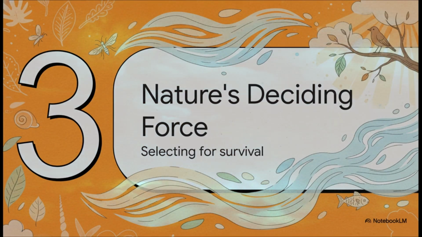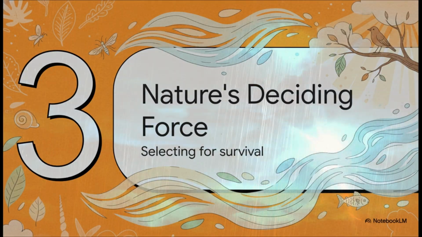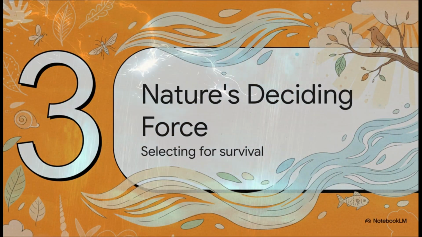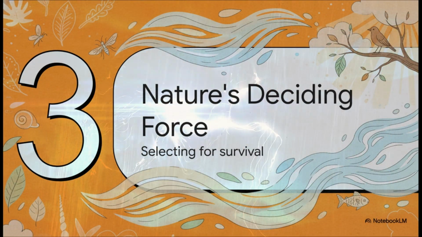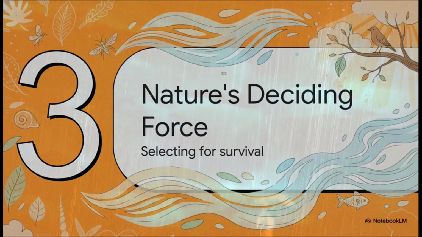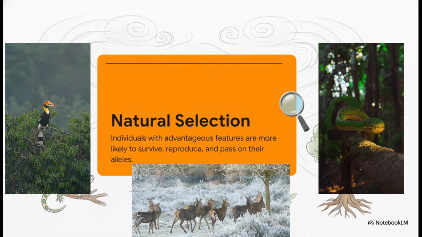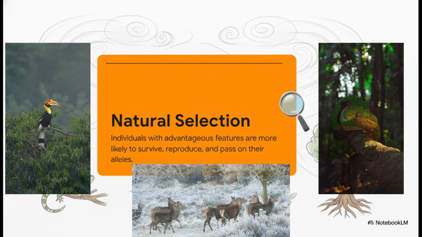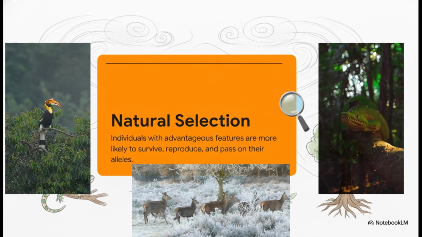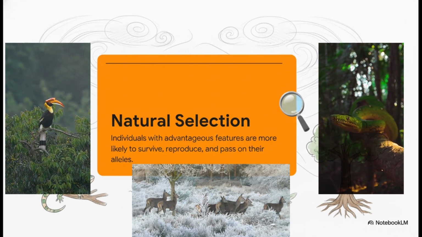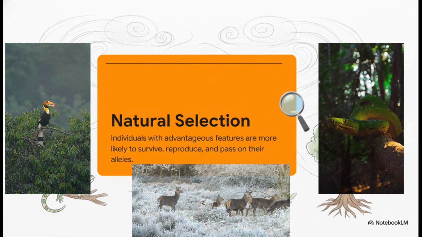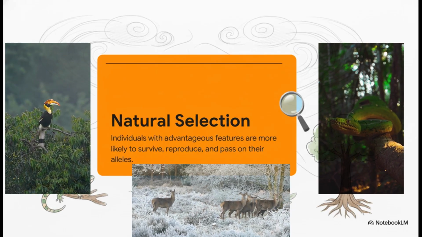Okay, so we've got our variation. The raw material is there. But having a bunch of different options isn't enough. It needs a filter, a deciding force to pick which of those options get to stick around. And that brings us right into our next section, nature's deciding force. And what is that deciding force? Well, it's natural selection. Basically, the environment throws a bunch of challenges at a species, things like finding food, not becoming food, or just surviving a harsh winter.